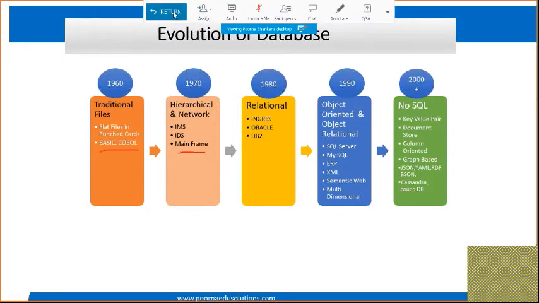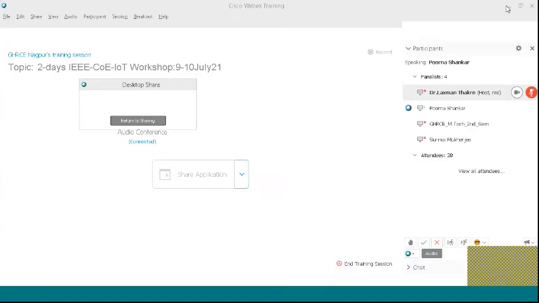If we have a relational database like Oracle, we can write a structured query to retrieve the data from Oracle or any other relational database. To retrieve the data from these databases, we use the query language called SQL. But now we are using key-value pair databases, document store databases, column-oriented databases, and graph-based databases.